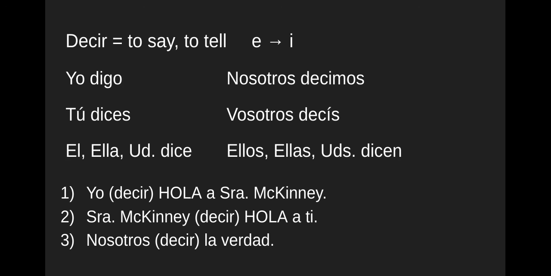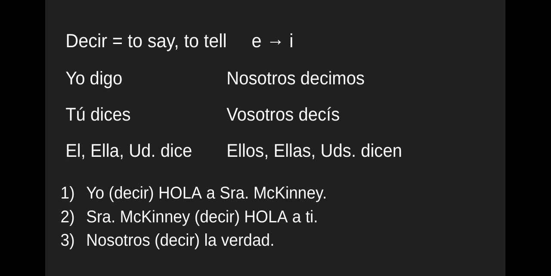So decir works like this. It's an E to I stem changer. That means right here, the E in decir changes to an I, right, where I'm pointing to, except in nosotros and vosotros, it stays as an E. And the yo form is also different because why not? So this is a verb that the best way of you learning this is just to memorize it, okay? So yo digo, tú dices, él y usted dice. Nosotros decimos, vosotros decís, ellos y ustedes dicen. You're saying I say, you say, he says, etc.